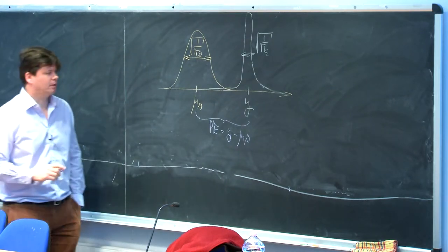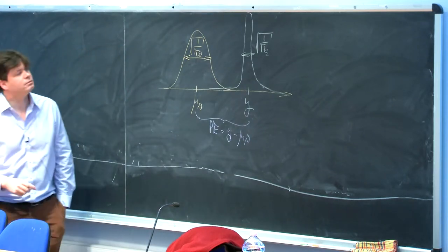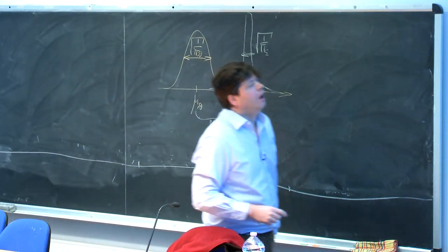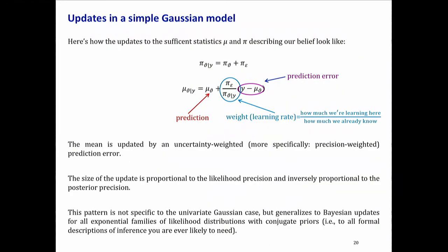It's positive, because y is greater than mu theta. You use this prediction error to update mu theta. So you add this to mu theta. Now, as we've seen, this is positive. This is a fraction of two positive quantities, because their precisions have to be positive.